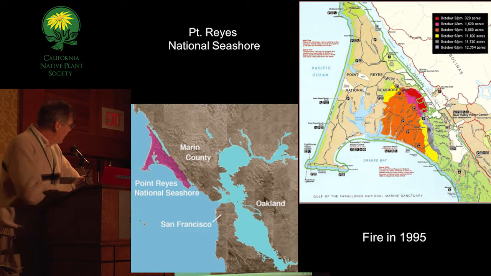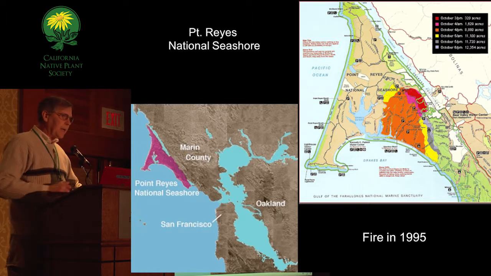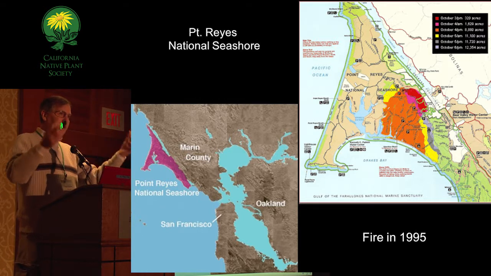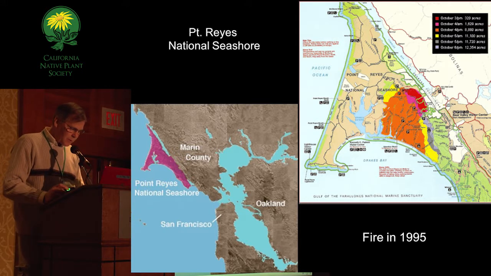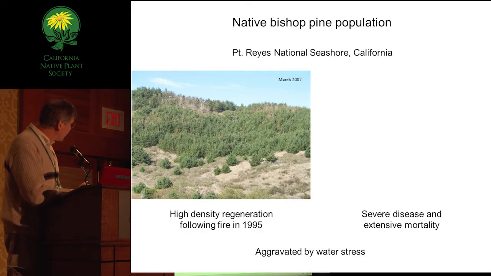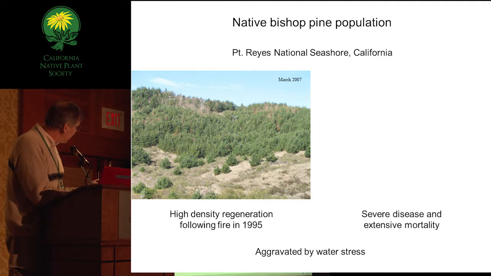One area where we see active development of pitch canker is at Point Reyes National Seashore. There was a fire in this part of the park in 1995, and Bishop Pine Forest regenerated in those areas, and actually the Bishop Pine Forest has expanded considerably in those areas. And unfortunately, pitch canker has become established there. So you can see here there are a few dying trees. This is a picture taken in 2007 by the park ecologist, and 2 years later you can see much more extensive mortality.